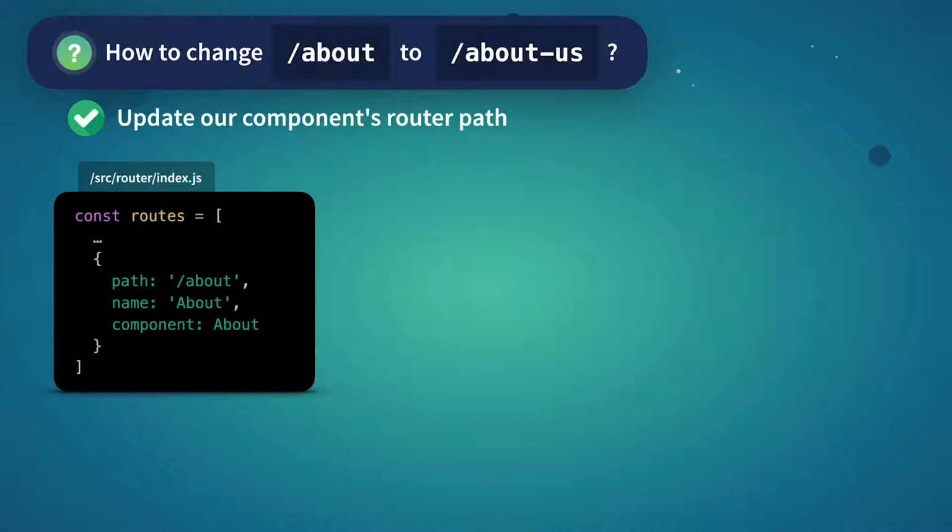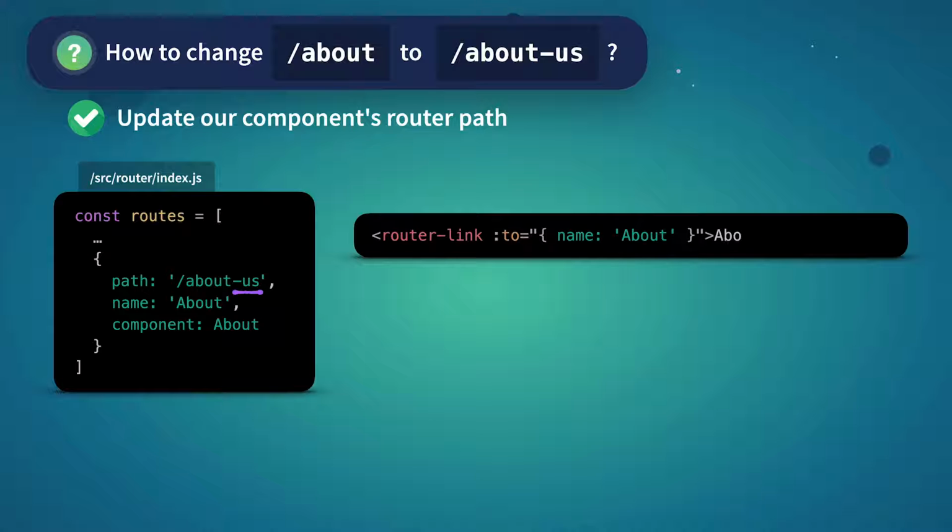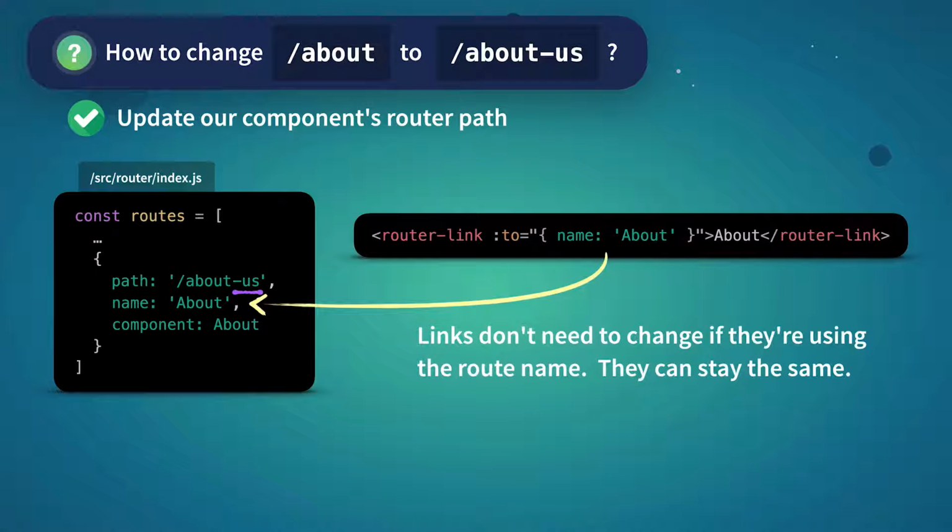Here you can see the old route. So this we want to update to about-us. If our router links are using the route name, like you see here, we don't have to change anything. They can stay the same.